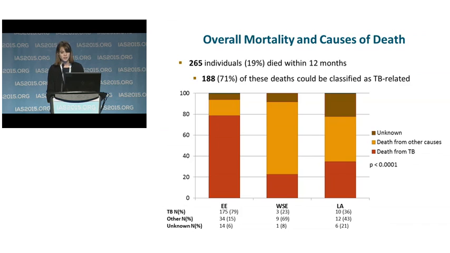In total, we observed 265 deaths in the first 12 months after TB diagnosis, and 71% of these could be classified as TB-related. As you can see from the bar chart, the cause of death was most commonly TB in Eastern Europe, whereas the main cause of death tended to be non-TB-related in the other regions.